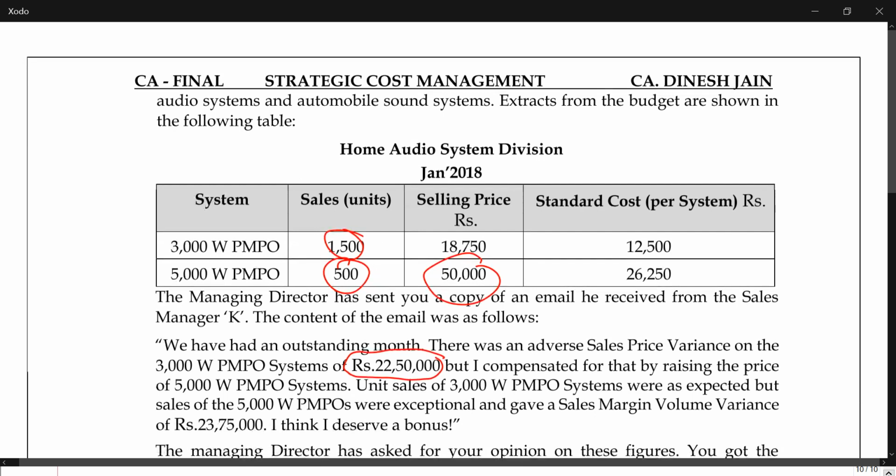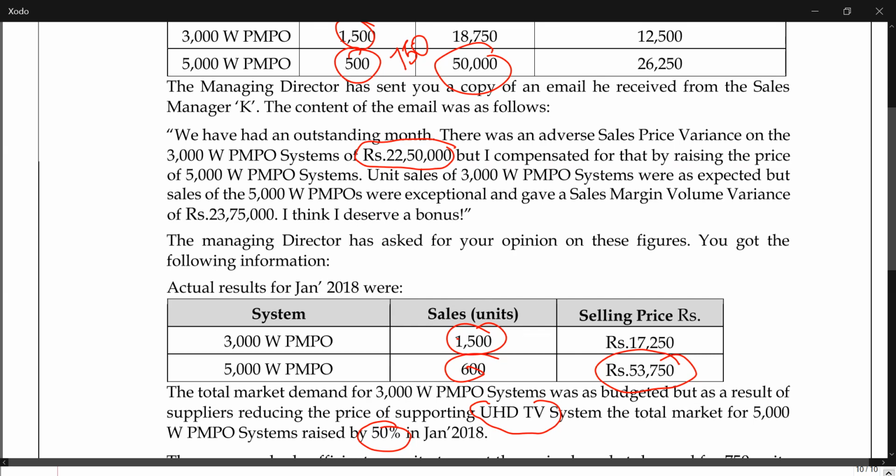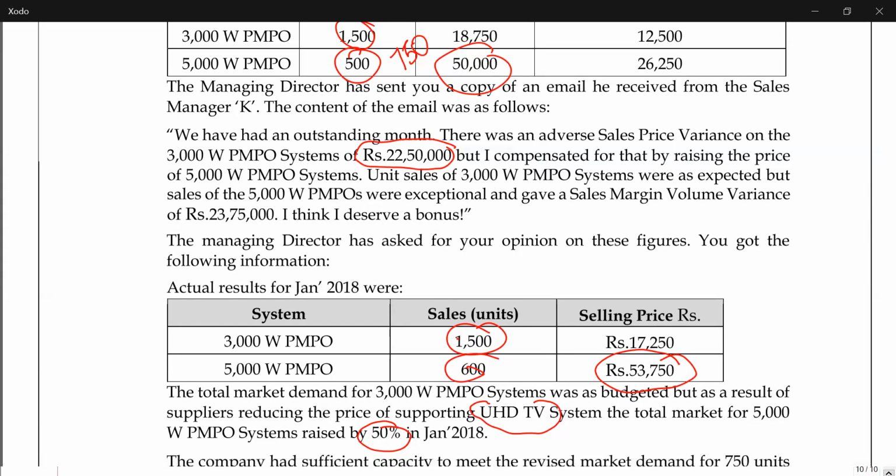50%. So I should not be selling 500 units, I should be selling more, and what did I sell? So it's going to be an inefficient work. It's not going to be efficient. He has just said that, I've done great job, why don't you pay me bonus? Adverse price variance I've compensated, but on the quantity side I've sold more, you have to pay me bonus. Clear? Any doubts on this part?